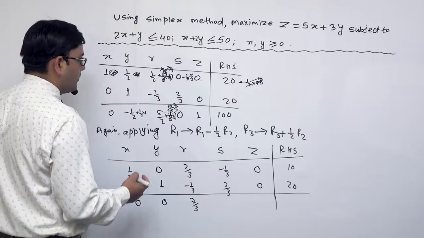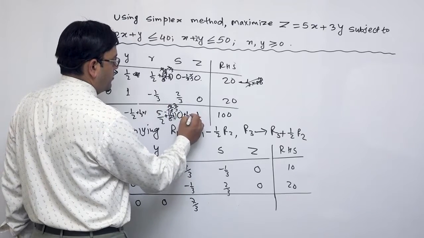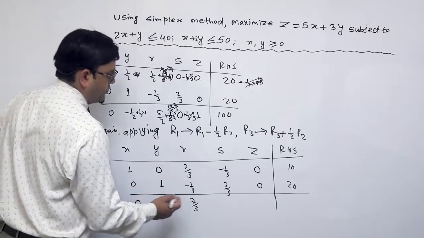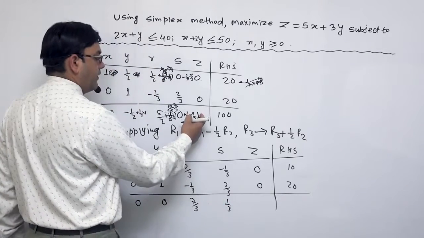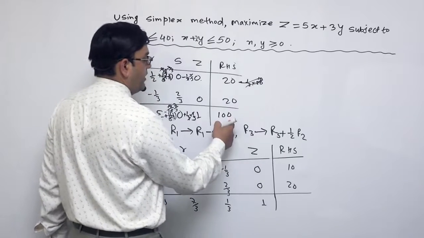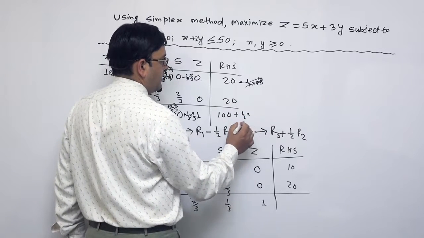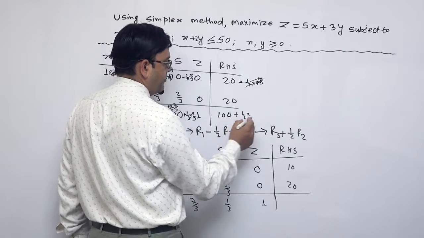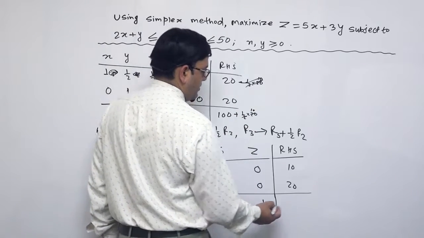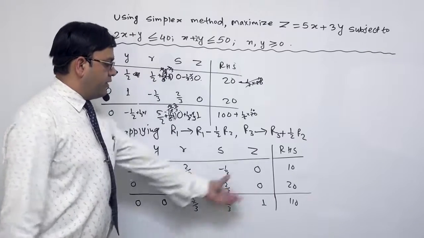Now similarly, 0. See, R3 changes into 0 plus 1/2 R2, which means 2/3. The 2s cancel, so 0 plus 1/3 is 1/3. Similarly, this changes into this plus this, 0. And this one becomes 1. Similarly, 100 plus 1/2 R2, where R2 is 20, so 1/2 R2 means 10. So it becomes 110. Now see, in our last row, all entries are positive.